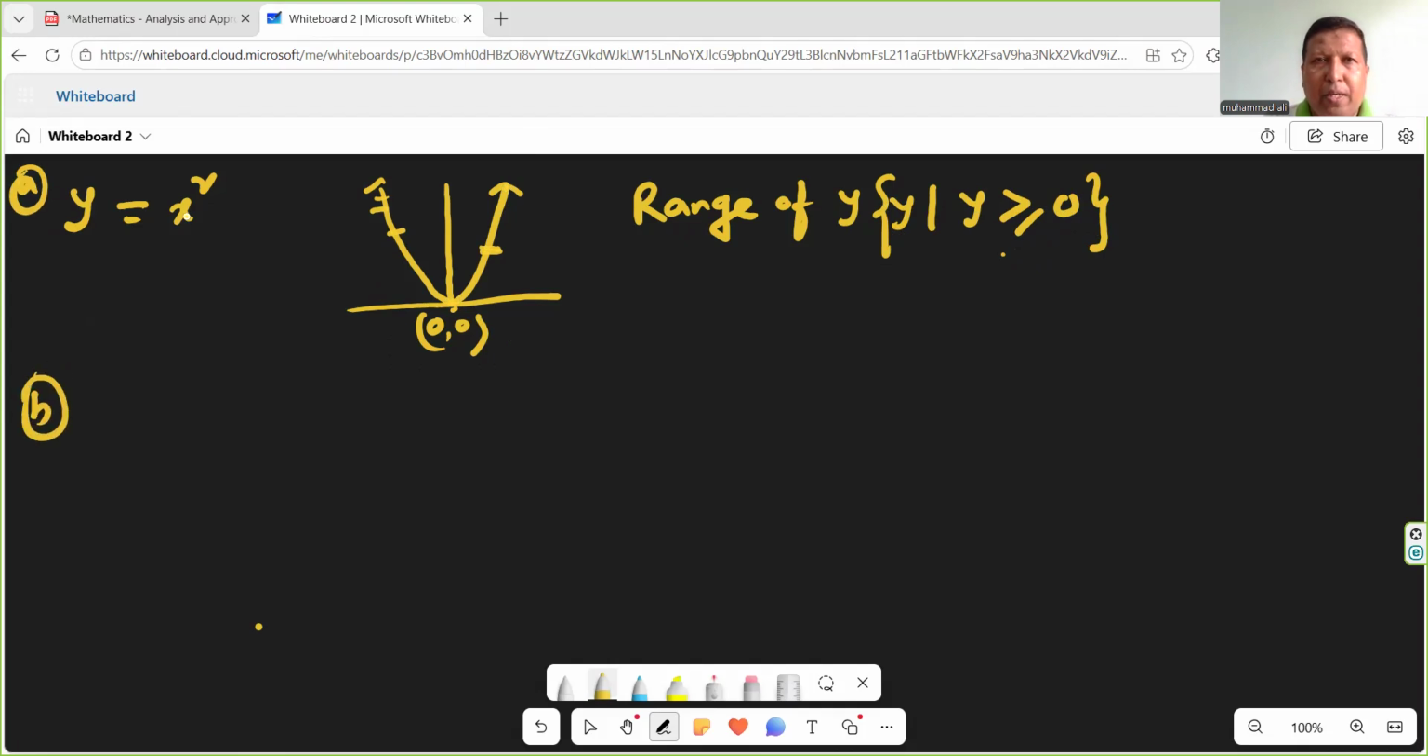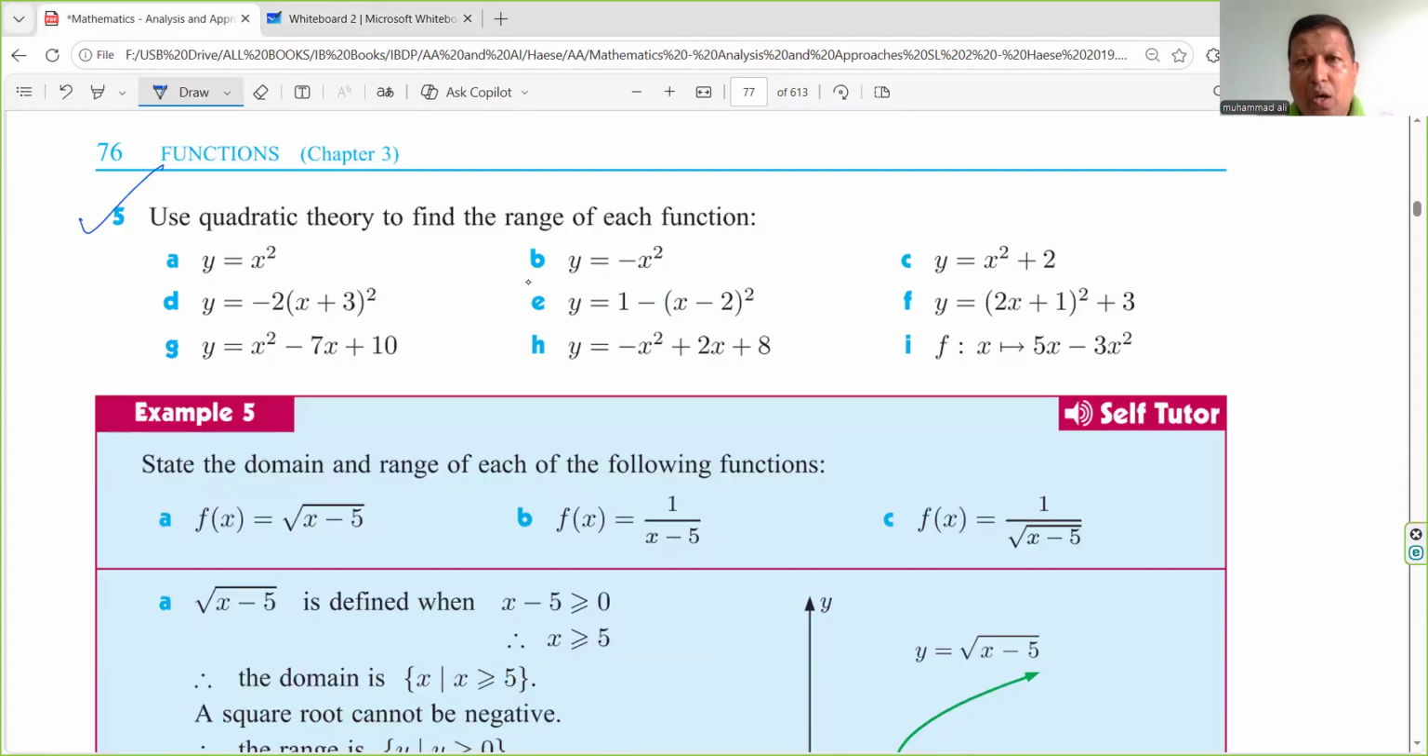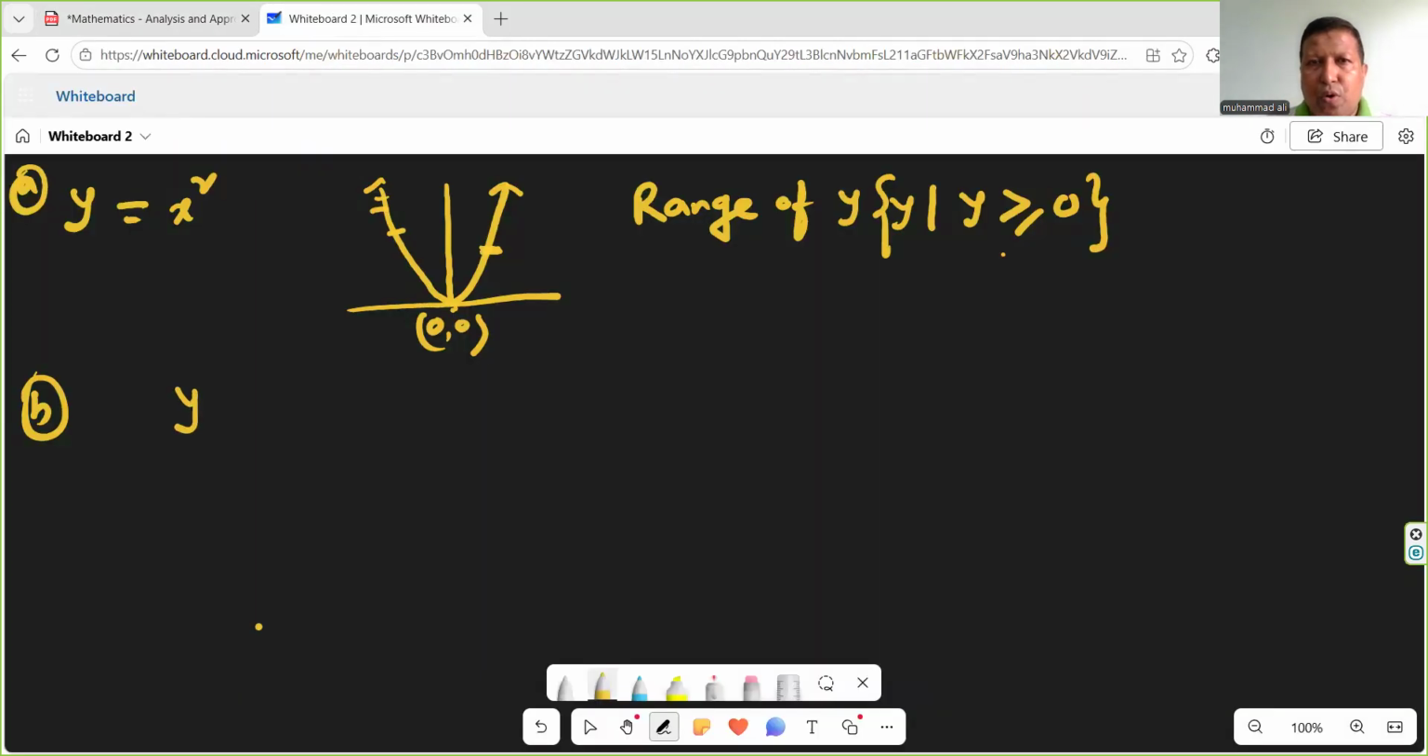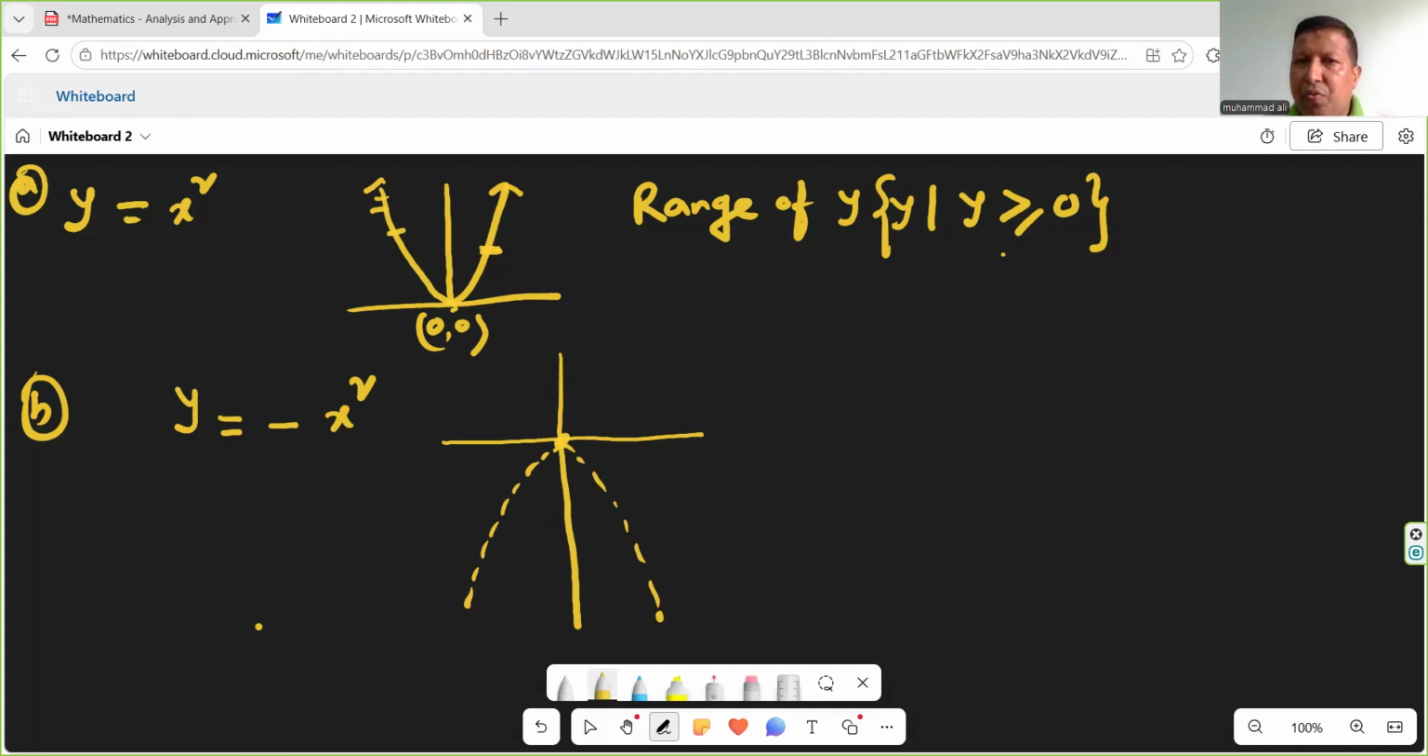Now part B, y equals minus x squared. When the x squared coefficient is negative, the curve will be cap shaped, and definitely it will pass through 0, 0. And the curve shape will be like this. This is y equals minus x squared.